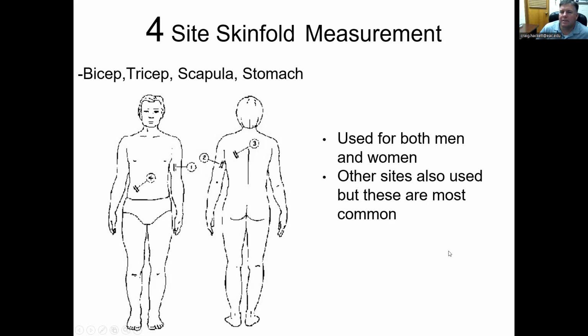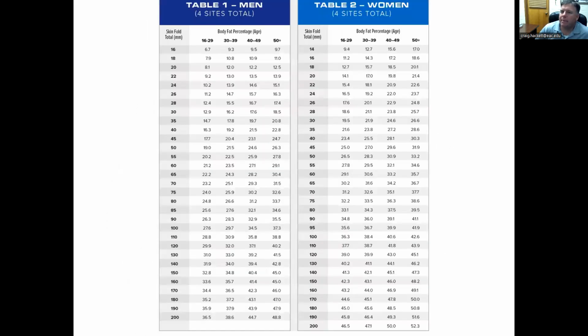Like I said, there's a dozen of them. So if you're going to do this, or if you're going to have this done, you can pick the sites that you want. Here's just an example of the charts that they come up with, and basically they'll add up. For example, this is a 4-site, so they'll measure the millimeters for each one and total them. So for 4 sites, let's say you're at a 16 here, then they go to your age group, and let's say you're 16 to 29, and your fat percentage would then be 6.7.